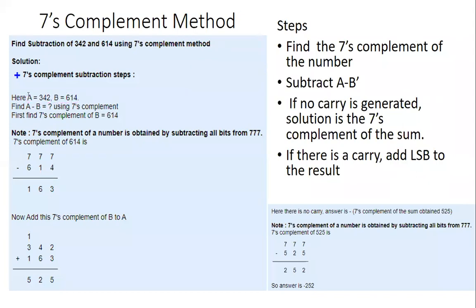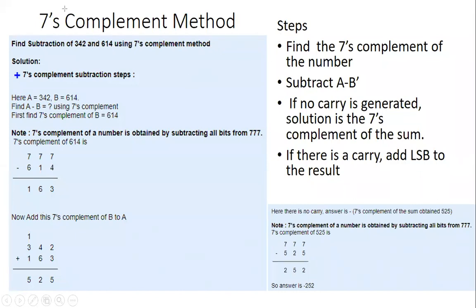So what is the method now? A is 342, we'll leave it as it is. B is 614, we are only interested in B as of now. So take B and subtract it from 777. That will give you the 7's complement. So 777 minus 614 will give you the 7's complement: 7 minus 4 is 3, 7 minus 1 is 6, and 7 minus 6 is 1. This is the 7's complement.